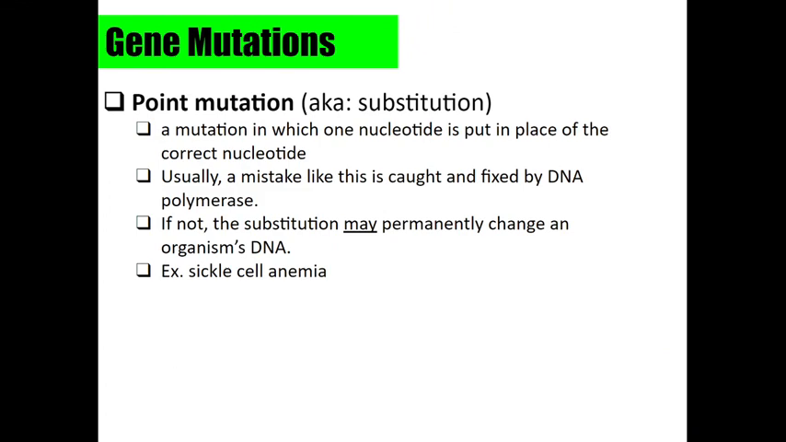Now, first, we have a point mutation, which is also known as a substitution. So, a mutation in which one nucleotide is put in place of the correct nucleotide. Usually, a mistake like this is caught and fixed by DNA polymerase, which, if you recall, is the proofreading system that DNA has in place during DNA replication. If not, the substitution may permanently change an organism's DNA. An example of this is known as sickle cell anemia.